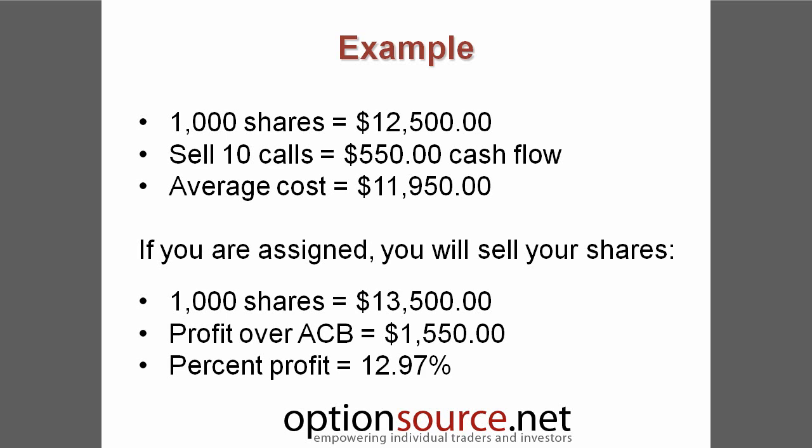We originally purchased 1,000 shares at $12.50 for a total of $12,500. We then sold 10 calls and generated 55 cents a share, or $550 cash flow, creating a new reduced average cost of $11.95, or a $11,950 net debit. If the XIU was to have rallied above the $13.50 level by the end of the 4 months, your shares would be assigned and you will sell your shares at the $13.50 strike price, or $13,500. That represents a $1,550 profit over your adjusted cost base, representing close to a 13% return in just 4 months.